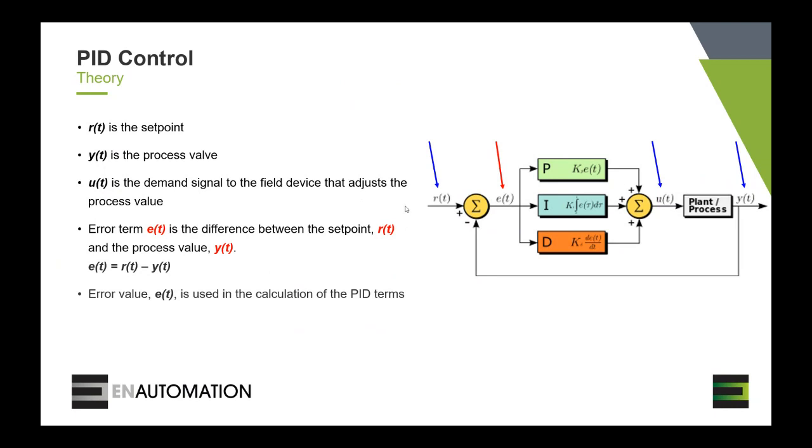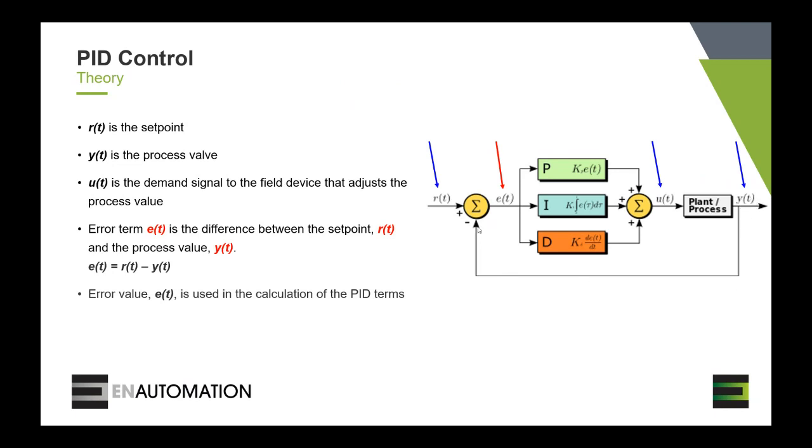e(t) is the error between the set point and the process value y(t). This error term is calculated and is used in the calculation for the proportional, integral, and derivative components. And then, as I mentioned before, the effect from proportional, integral, and derivative are all added together to form a single output. That output drives some field device that affects the process value. And that could be something like a pump, a valve, damper, some other field device that directly changes the process value.